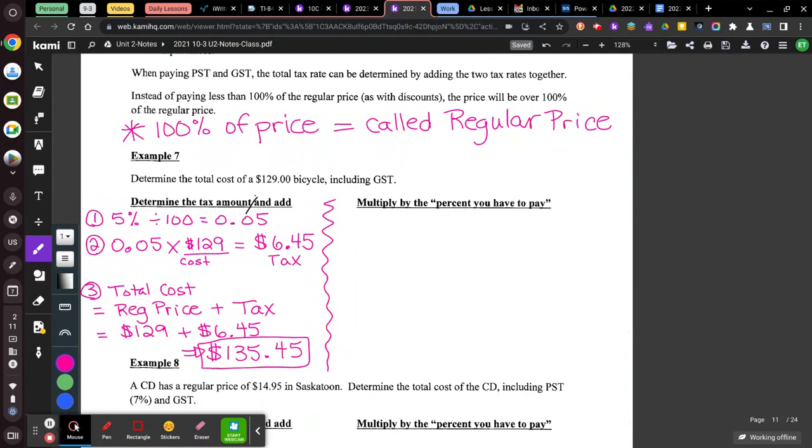Now, we could also do it by the percent we end up having to pay. So when we do this, we say before we used to subtract from 100. So if the discount was 15%, so in the last section, if we said our discount was 15%, we would take 100, subtract 15, and get 85% we pay. But now, with a tax, you pay total cost, you pay 100% of the item plus the tax. So that's 100% plus 5%, which equals 105%. Now we divide that by 100.